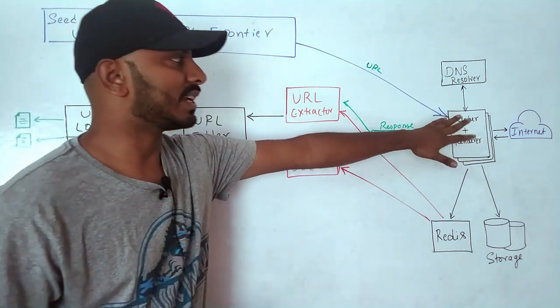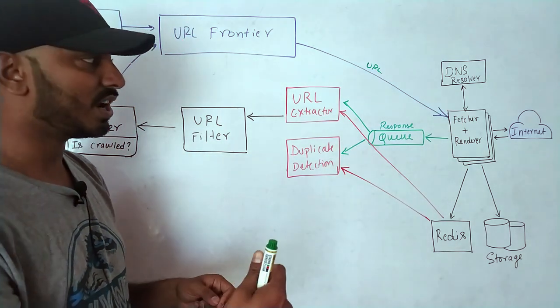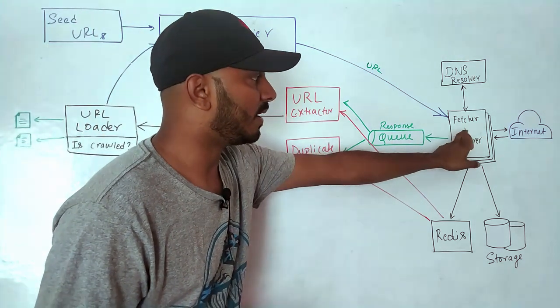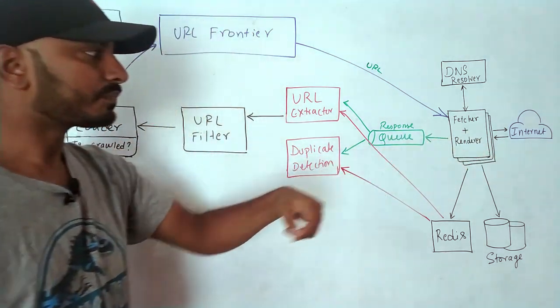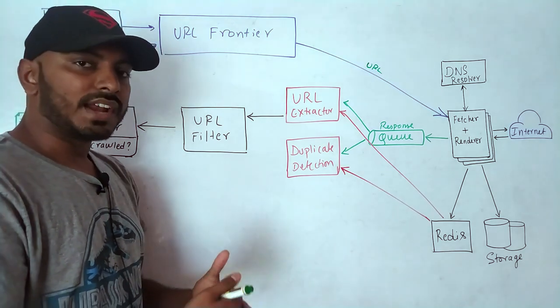So the fetcher basically gets the IP address of the hostname we are going to fetch, and then, using that IP address and the path, it fetches the page from the internet. So once we have the content, what do we have to do? We can't just directly use it.